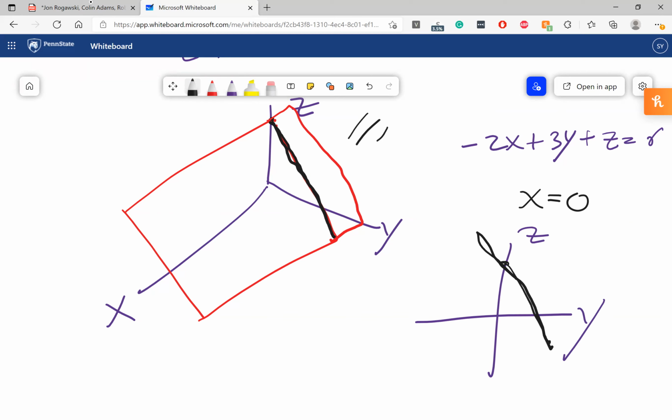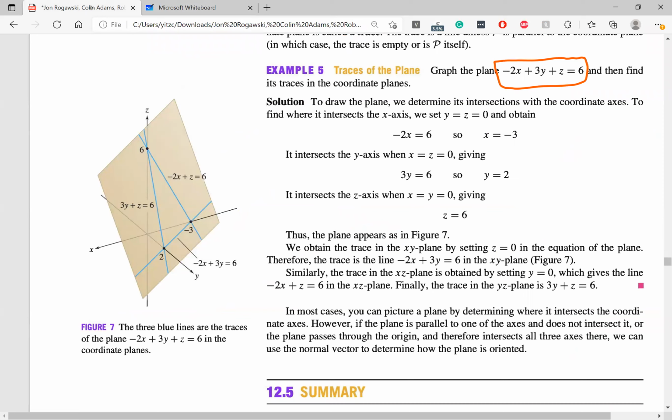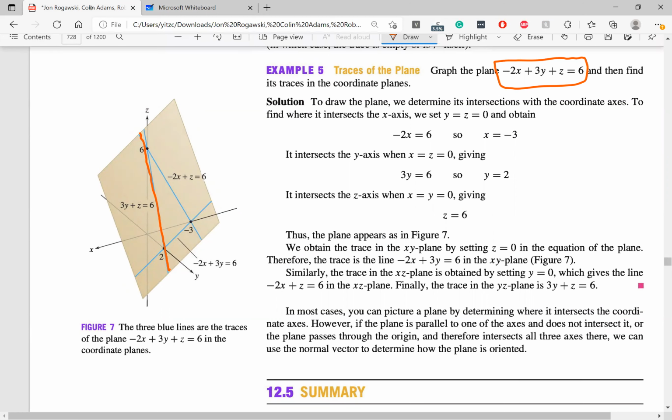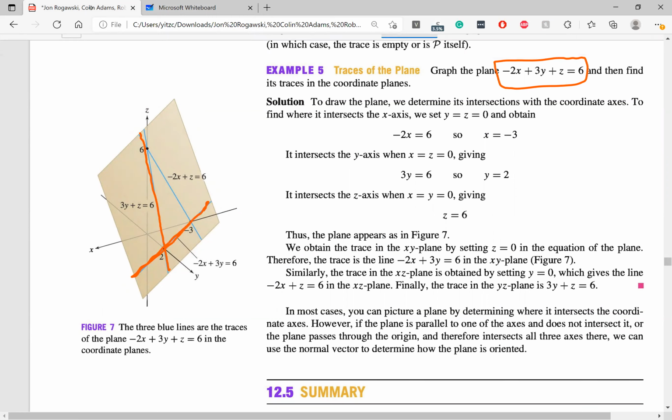Okay, and you can keep doing this and find different lines. So you can set y equal to 0, you'll find a line, and z equal to 0, and you're going to find another line. So that's the last part that they mentioned. This line over here is the line when x is equal to 0. This line over here is the line where z is equal to 0. And you can graph these lines because they're just lines. And this line over here is the line when y is equal to 0.